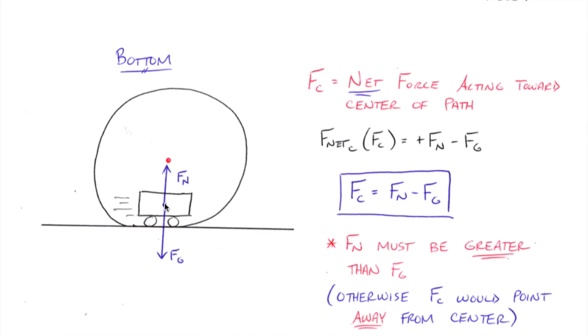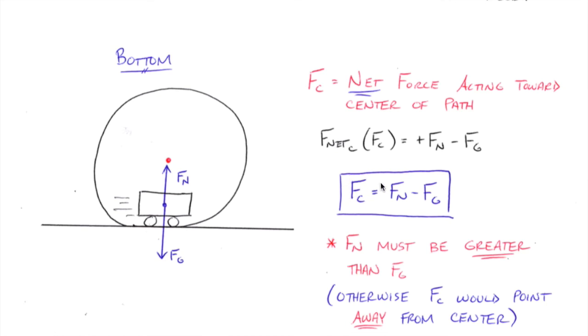Hopefully you realize by now that gravity acts down, the normal force acts up, and the centripetal force is just the net force acting towards the center of the path. It's that combination of force or forces acting towards the center. In this case, the normal force is acting towards the center. Gravity is acting directly away from the center. So these two have to combine to produce a net force towards the center.